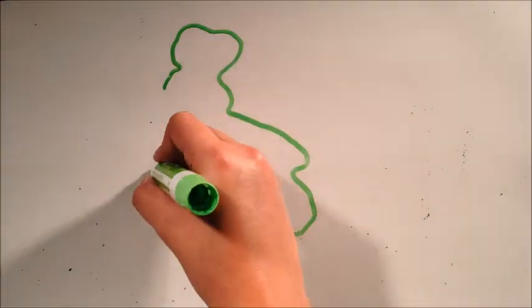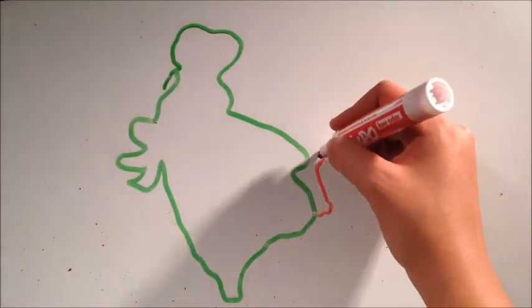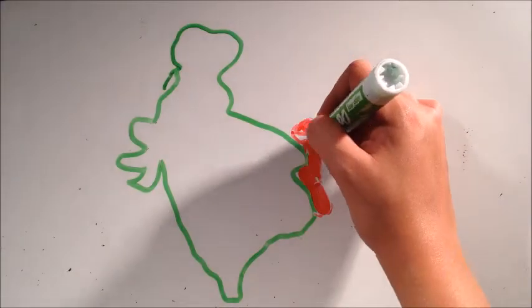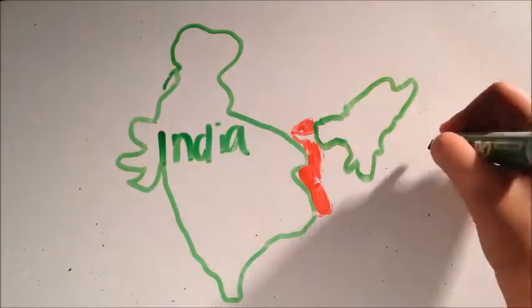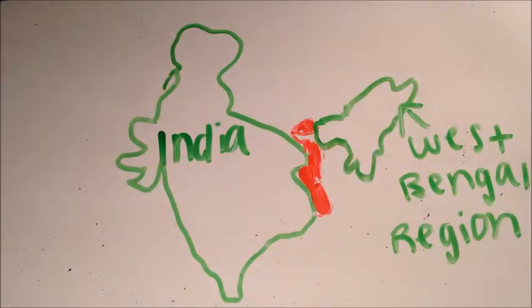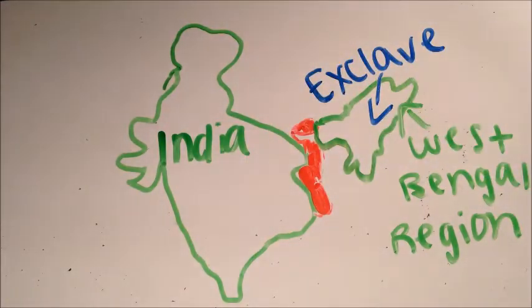Another type of fragmented state is when an area of a country is separated from the country, such as the West Bengal region being separated from India by the state of Bangladesh. The West Bengal region is an exclave, which is an area separated from a state by another state.